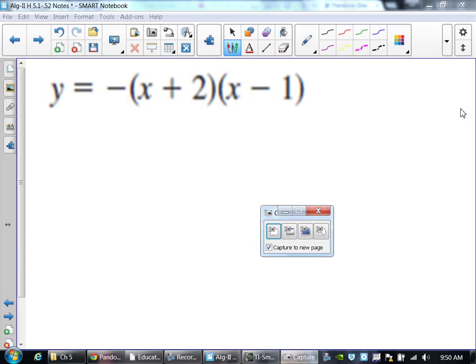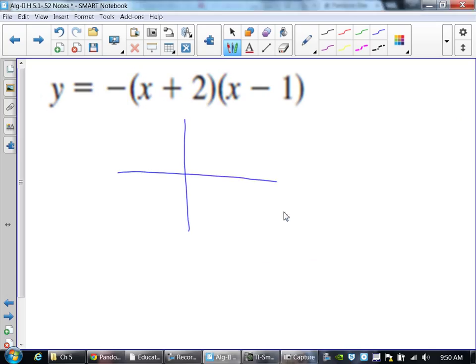One thing I know for certain is what direction this is going to be opening. Which way is it going to be opening? Down. It's going to be down like a frown, because it's negative. So if I'm looking at this, I have x plus 2, x minus 1. What are my two zeros? 1 and negative 2, very good. It's always the opposites. What's halfway between 1 and negative 2? Negative half, very good. So you have an axis of symmetry, an AOS, at x equals negative 1/2.